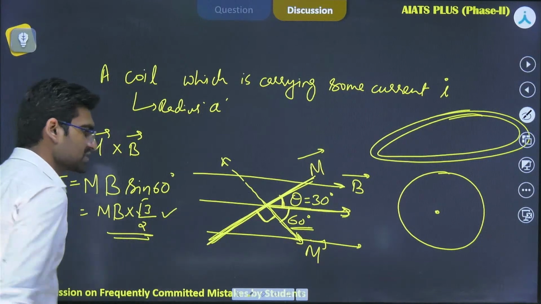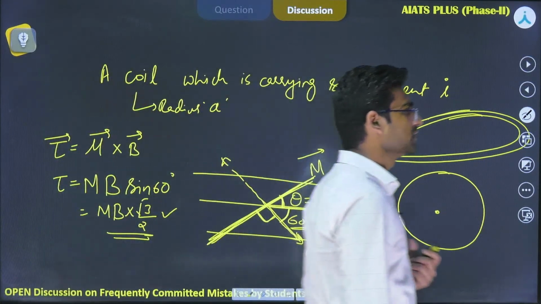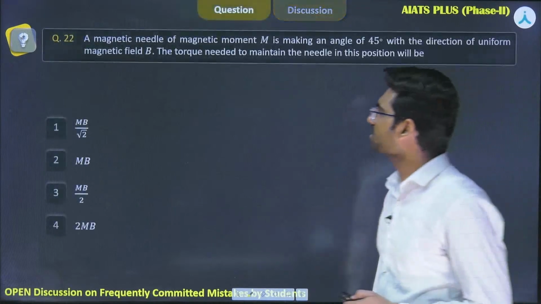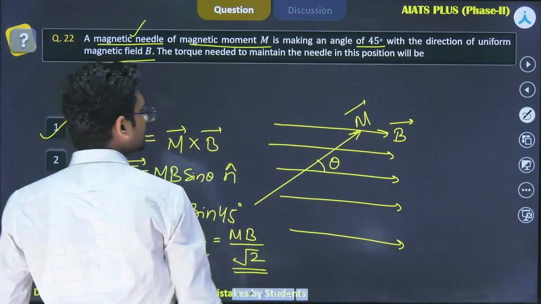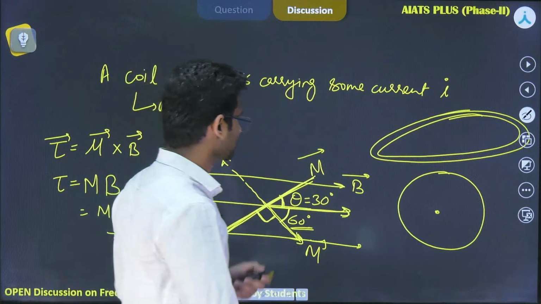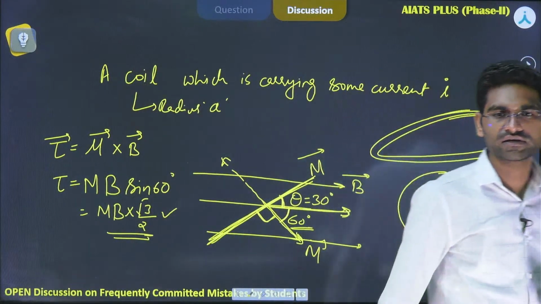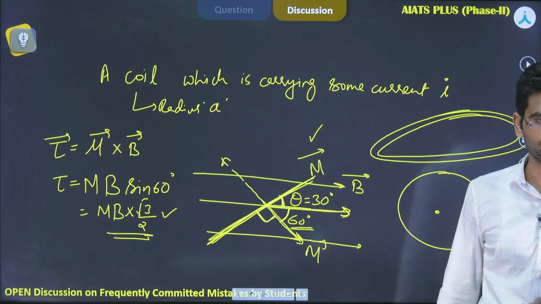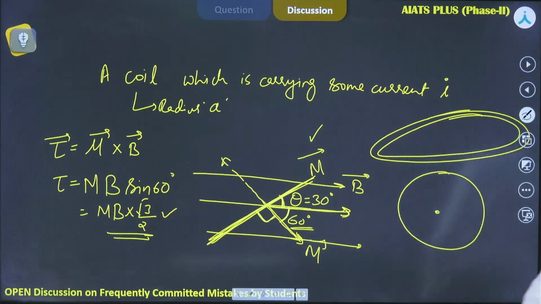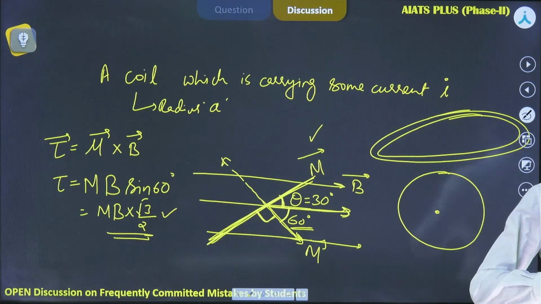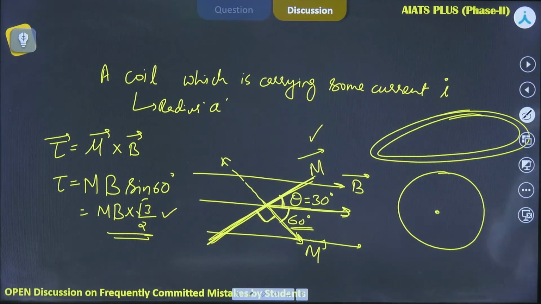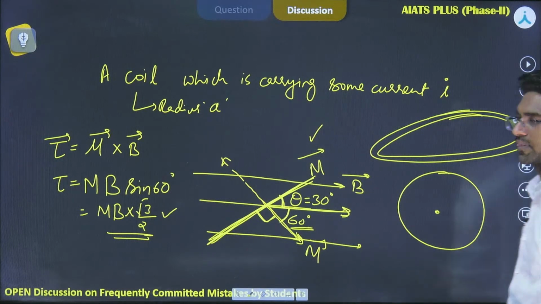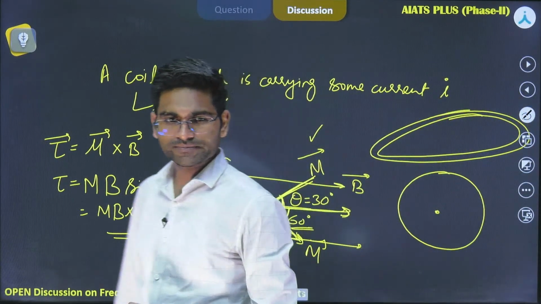I am discussing this question because it could make you confused. The problem is that here it is given as a magnetic needle, but in some conditions you are given a coil also. Now you can deal with that kind of problem where you are given a coil. Any doubt here? No?